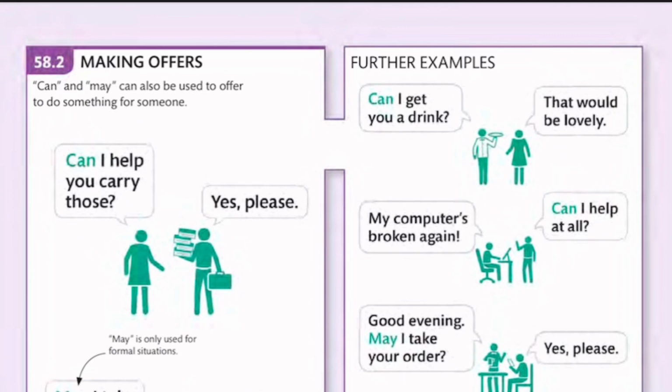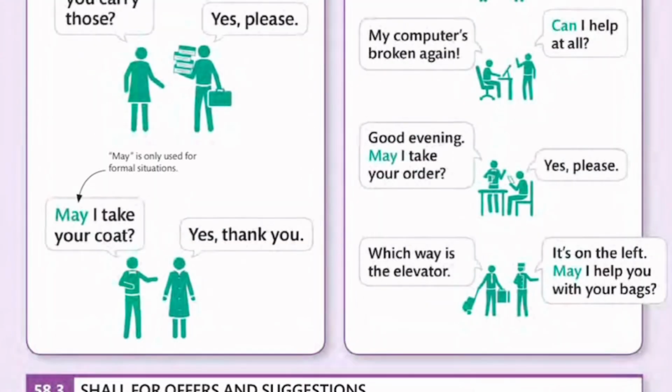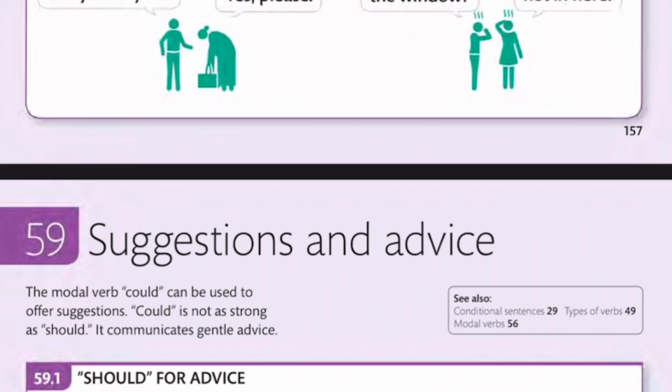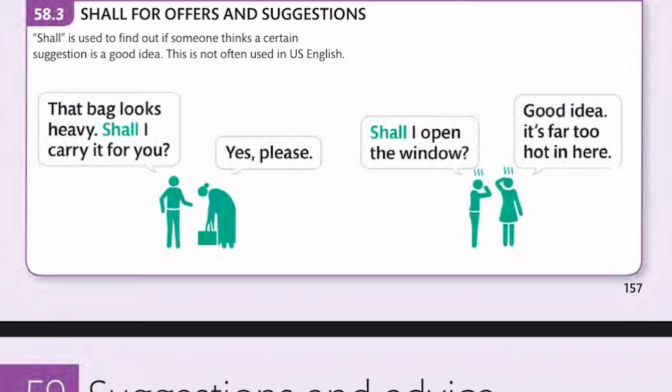You're offering help. Good evening. May I take your order? Maybe as a waiter. Yes, please. Polite response. Which way is the elevator? You are requesting. It's on the left. May I help you with your bags? You are offering to what? To help.